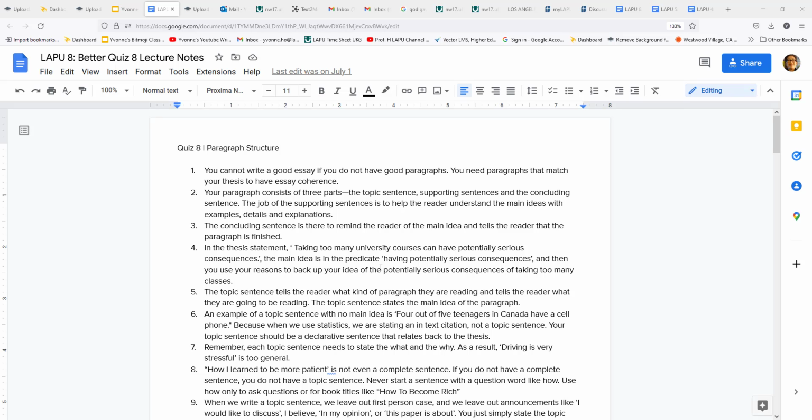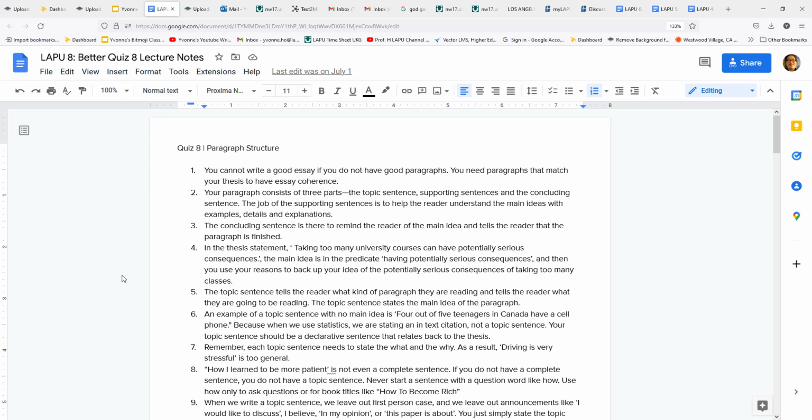In the thesis statement, taking too many university classes can have potentially serious consequences. The main idea is having potentially serious consequences. And then you use your reasons to back up your idea of potentially serious consequences of taking too many classes. So basically, when you have a thesis statement, taking too many classes would be your topic, can have serious consequences. That's your opinion. And then the third part is your reason. So when you have a thesis statement, you always have a topic, opinion, reason.